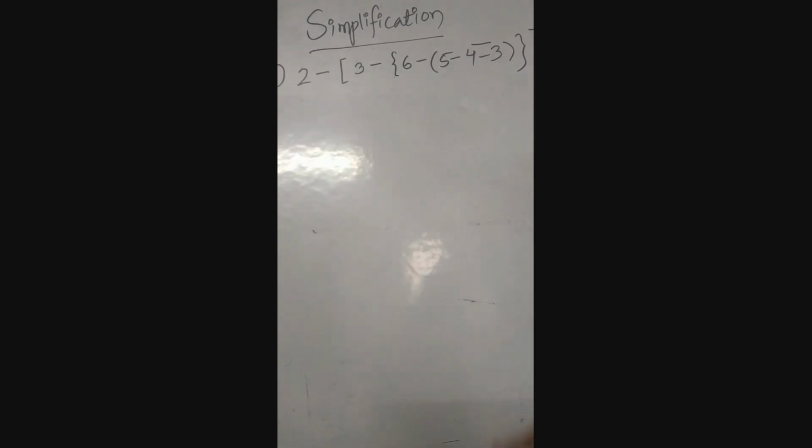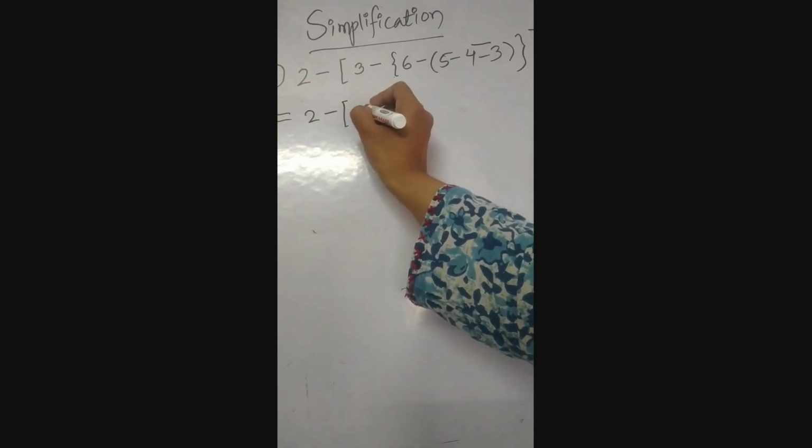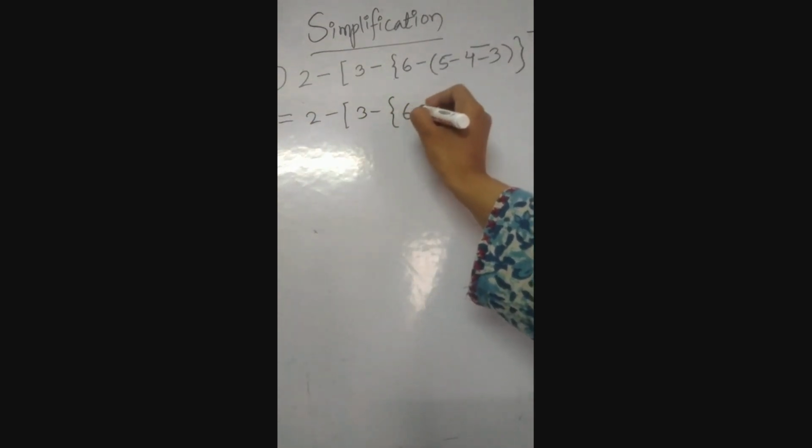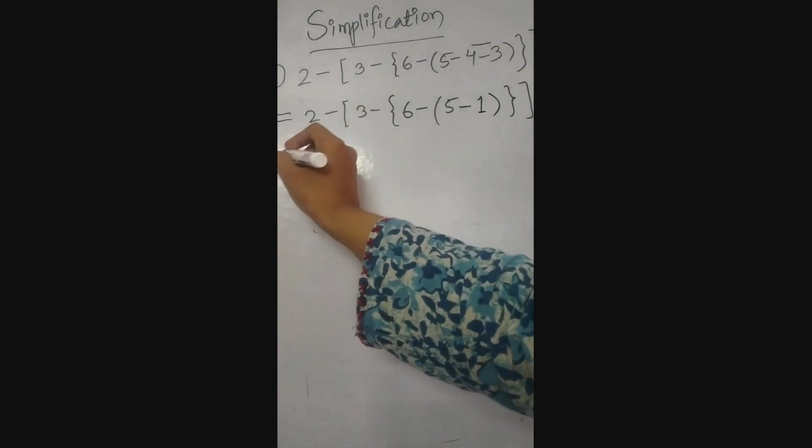So children, let's solve it. We have 2 minus 3 in bracket 6 minus 5 minus. So first I'm going to solve this one. 4 minus 3 is what? 1. Then these brackets will be closed as it is.